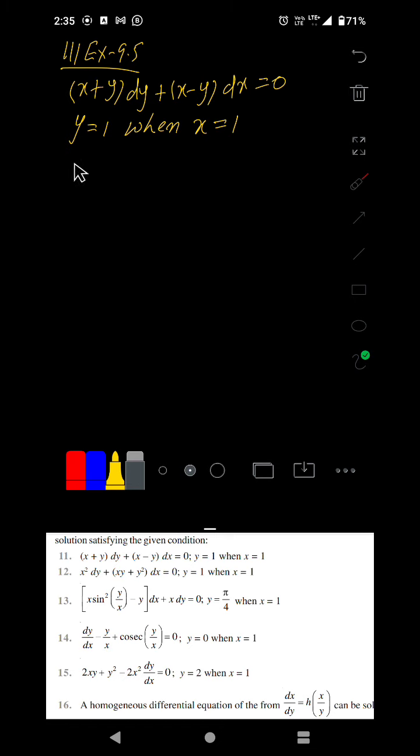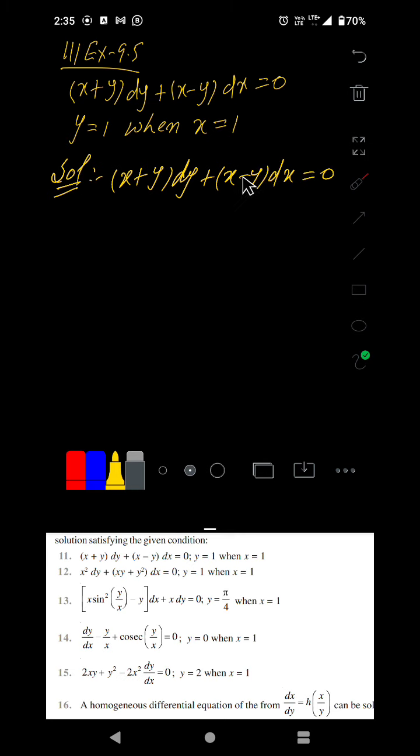Now, question number 11, exercise 9.5. The differential equation is (x + y) dy + (x - y) dx = 0, where a boundary value condition is given as y = 1 when x = 1.